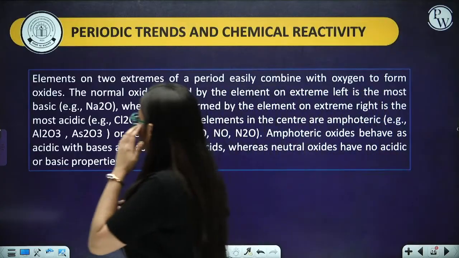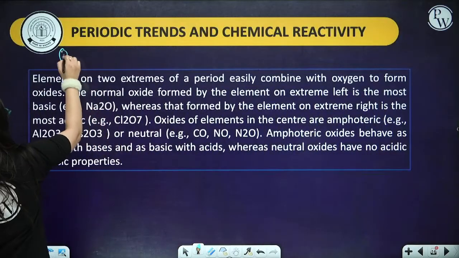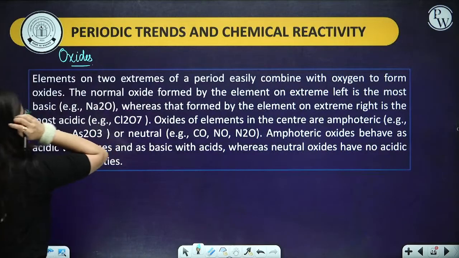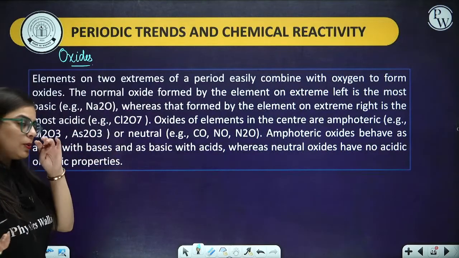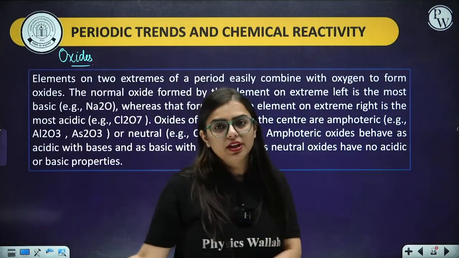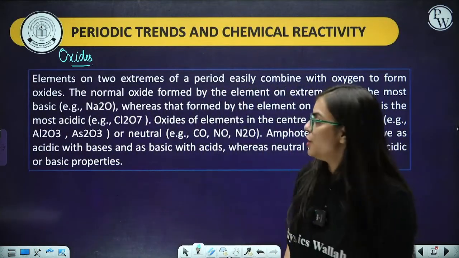Now, students, comes the last topic of our class, that is going to be the oxides. Let us read about it. This is from NCERT, you can understand directly because oxides basically are acidic, basic, amphoteric and neutral. So let us see now.